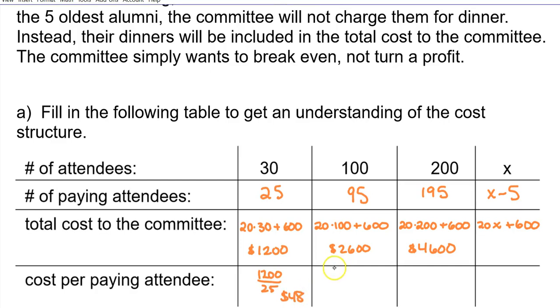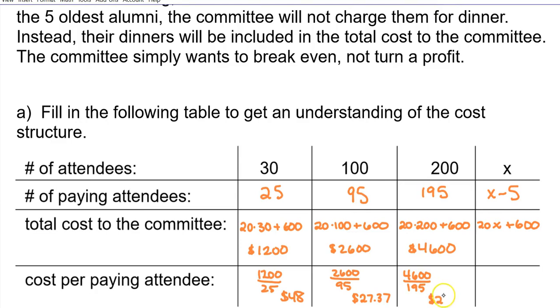Okay, so the next one is $2,600 divided by the number of people paying, 95 people paying. And that works out to be $27.37 per person. So that is per paying attendee. The first one was $48 per paying attendee, and the second one is $27 per paying attendee because they're spreading out those costs over more people. The third one would be $4,600 divided by 195 paying attendees, so spreading the costs out more.